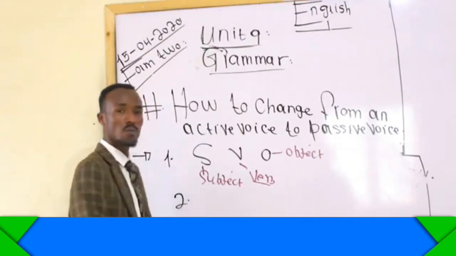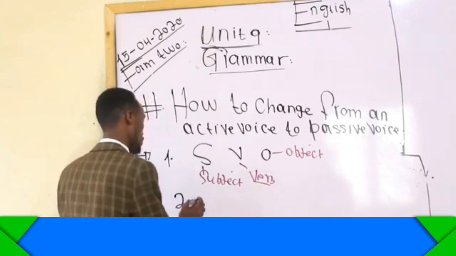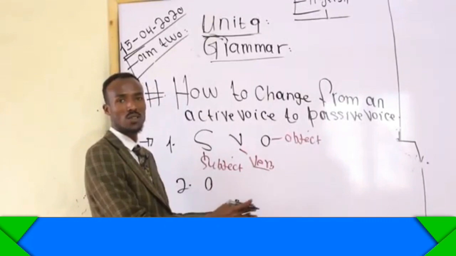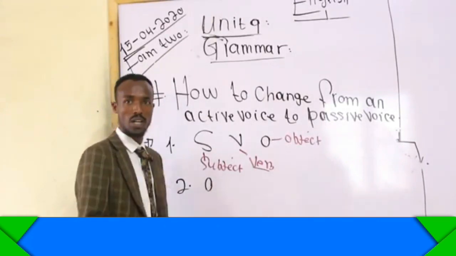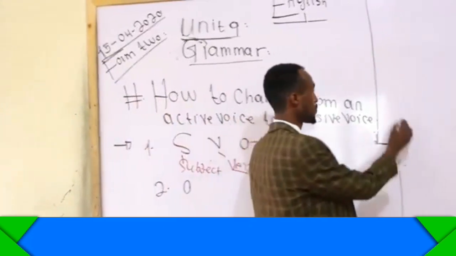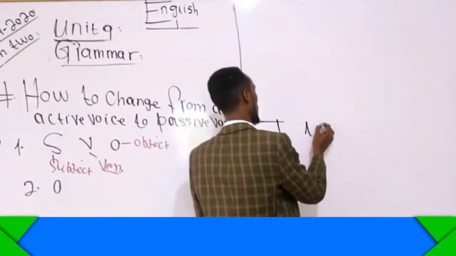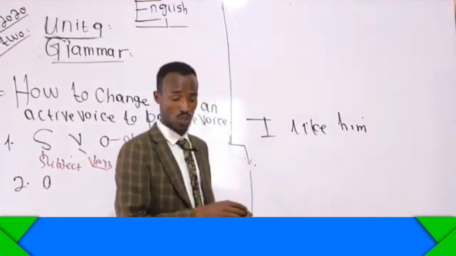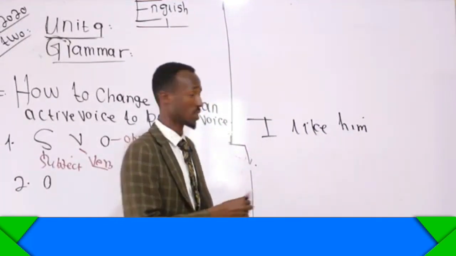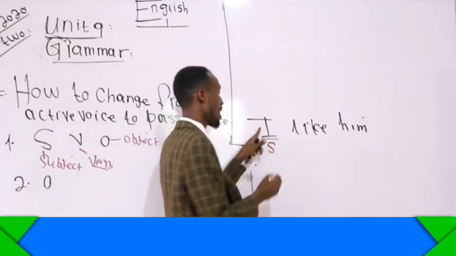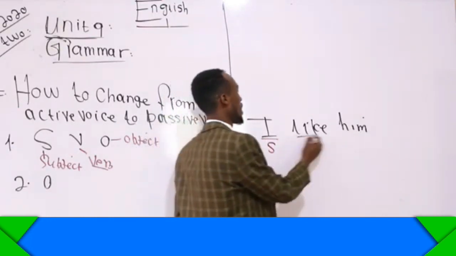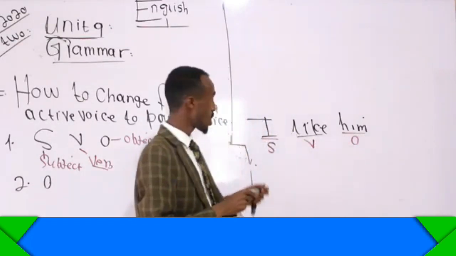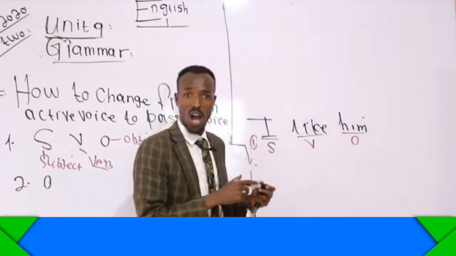Step number 2, you have to begin with the object. Begin with the object, and that object you have to write in the form of a subject. For example, if the sentence is like this, I like him. This sentence is in the active voice. Why? Because it starts with the subject. I is a subject pronoun, like is a verb, and him is the object. So now I have step number 1.